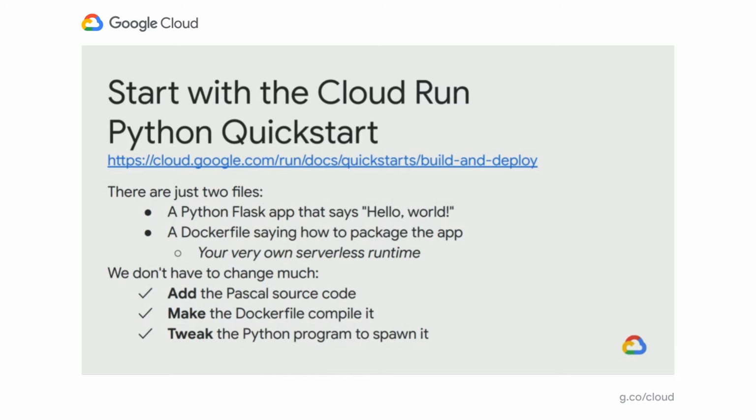We don't have to change a lot to make this work with our Pascal code. We're going to add the Pascal source code to the overall example. So instead of two files, we're going to have three. We are going to make the Dockerfile compile it into a binary because we can't launch the Pascal program in source code. We've got to convert it to an executable. And then we're going to tweak the Python program. So we're going to keep the Python program, but instead of it just saying hello world, that program is going to invoke our Pascal executable. Let's see how that all is going to work and why it's going to work that way.